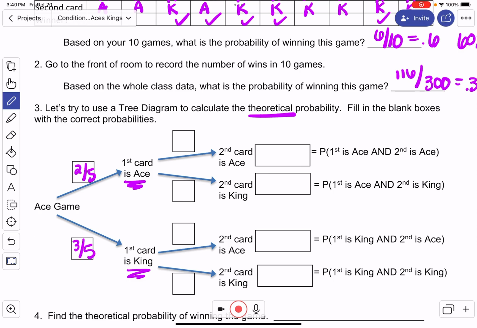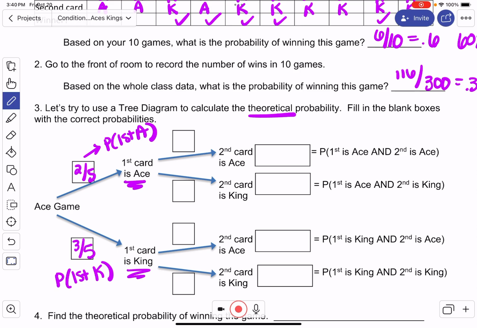The probability that the first card is a king is 3 out of 5. All right. So from there, the way that we would look at this is the probability the first one is an ace, or this one, the probability the first one is a king.